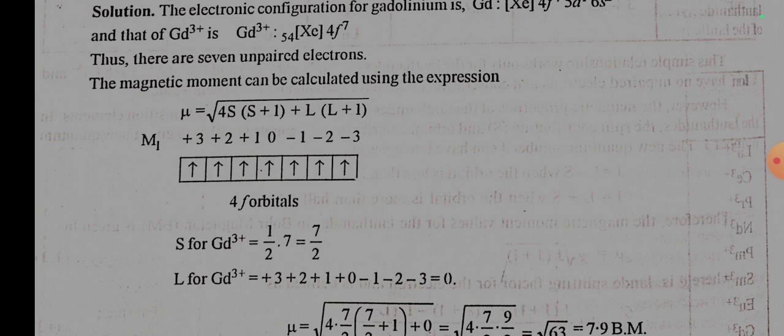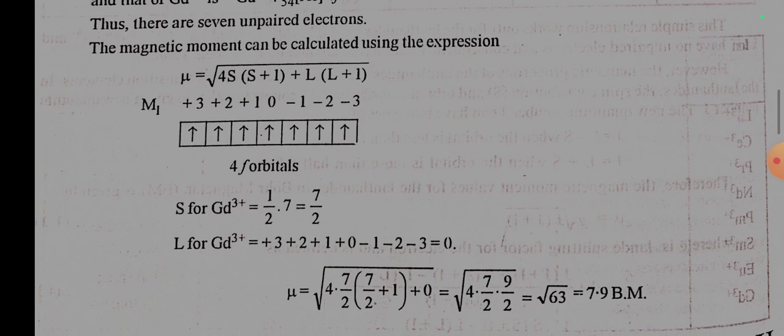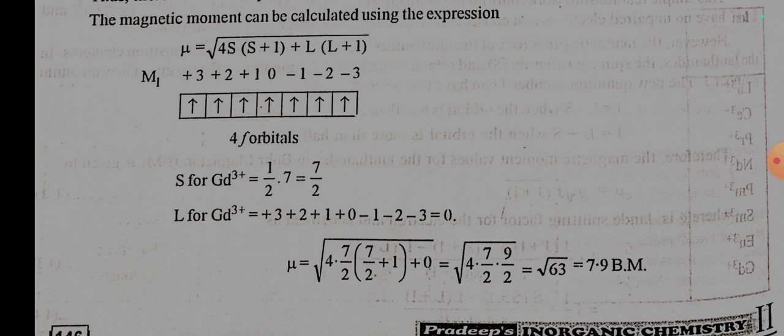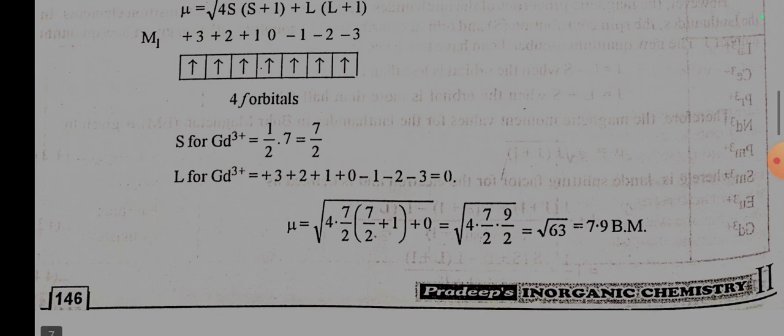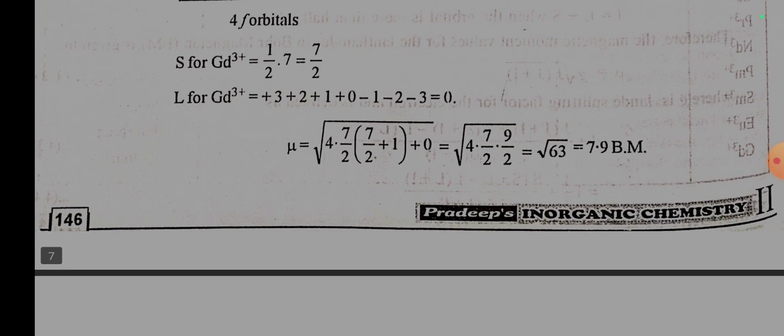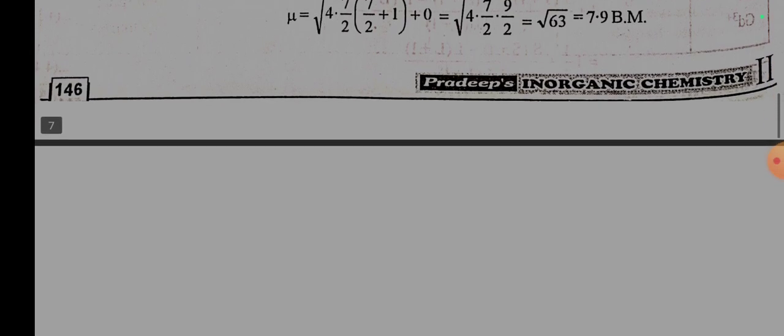The magnetic moment can be calculated using the expression mu equals the square root of 4S(S+1) plus L(L+1). For the 4f orbitals, m_l values +3, +2, +1, 0, -1, -2, -3 are written, with electrons filled in. S for Gd3+ is half into 7, that is 7/2. L for Gd3+ is +3 +2 +1 +0 -1 -2 -3, which equals 0. Mu is equal to 7.9 Bohr magneton.